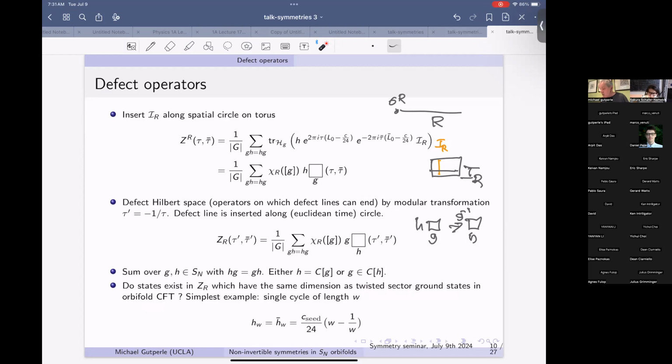So in the simplest case, where the conjugacy class G is a single cycle of length W, this is a simpler version of the general formula I had in the review, that the conformal dimension of this operator is given by the central charge and then by this formula.